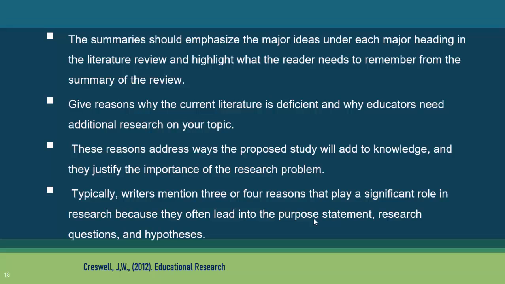Then we give reasons why the current literature is deficient. We find the deficiency in the literature, what is missing, and why educators need additional research on the topic. At the end of the literature, we find the gap, and we have to convince the educators, the readers, why we are carrying out this study. Then we justify the study on the basis of the literature review. These reasons address ways that the proposed study will add to the knowledge and justify the importance of the research problem. Typically, writers mention 3 or 4 reasons that play a significant role in research because they often lead into the purpose statement, research question, and hypothesis.